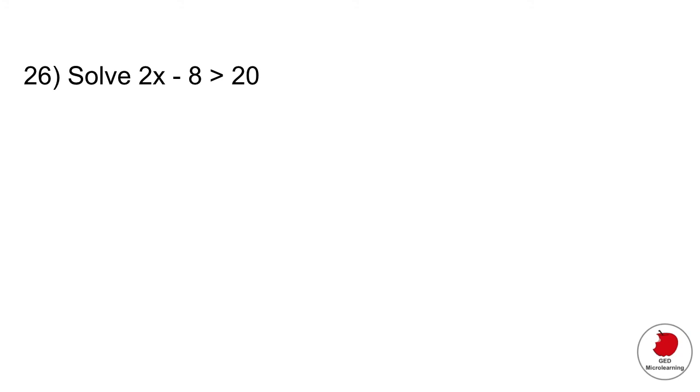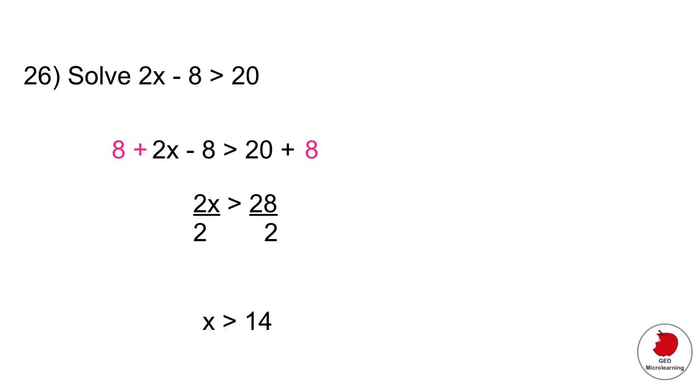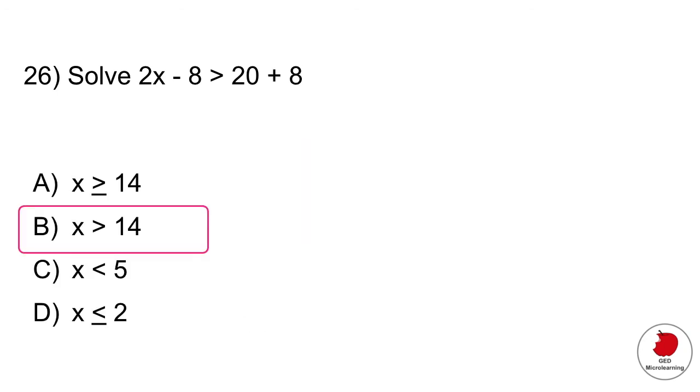Okay, so what you're going to do is simplify the left side. So instead of having minus 8, you're going to add 8. That eliminates those two numbers, and then you're going to add 8 to the right side. So you end up with 2x is greater than 28. And then to isolate that x on the left side, you're going to divide by 2 on both sides. That would give you x is greater than 14, which is option B. And sorry again about the question being wrong.